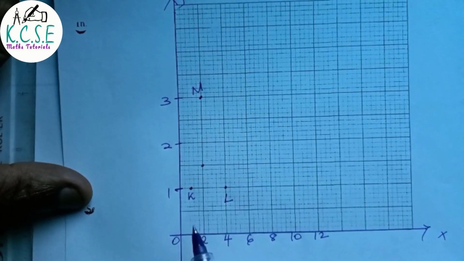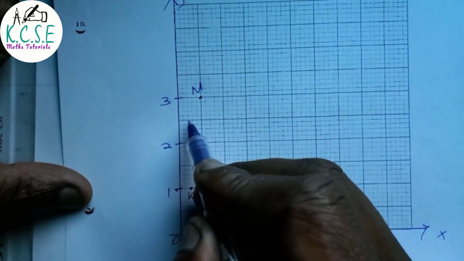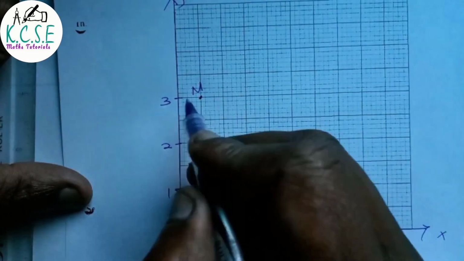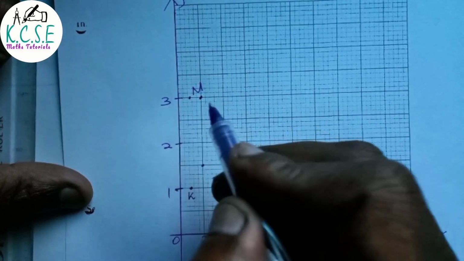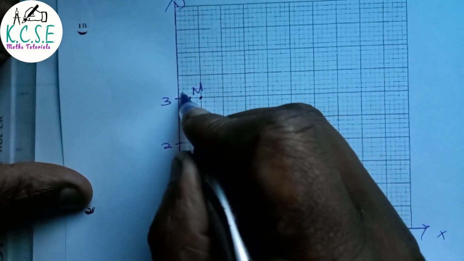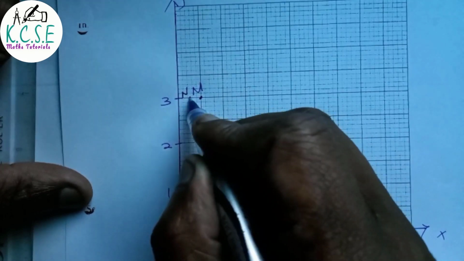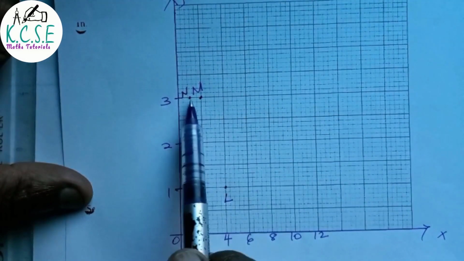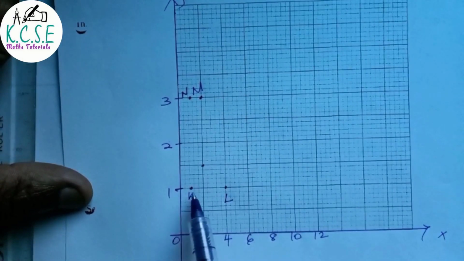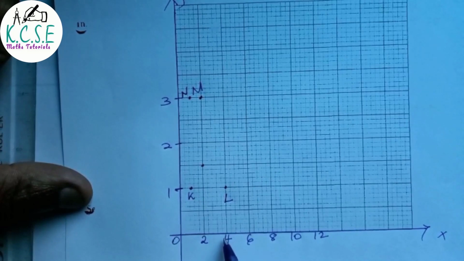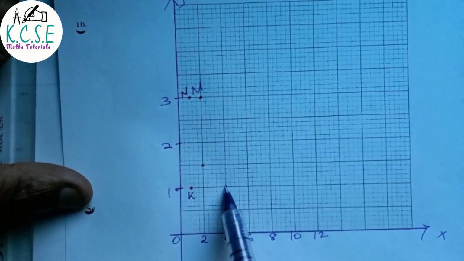And then N is 1, 3. So 1, 3 is here, somewhere here. So this is N. So N is very close, as you can see. N is here, M is here, very close. So K 1, 1, L 4, 1, and then M.